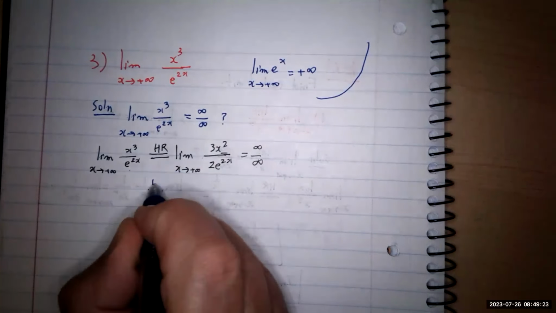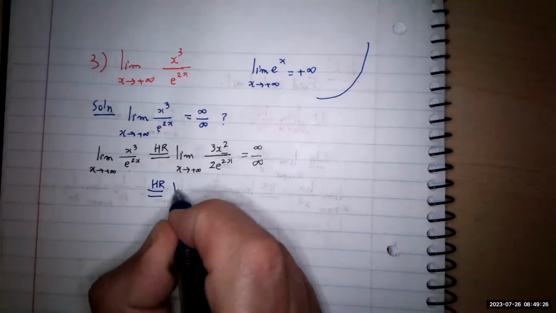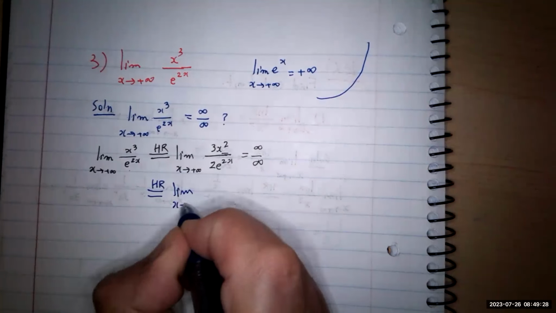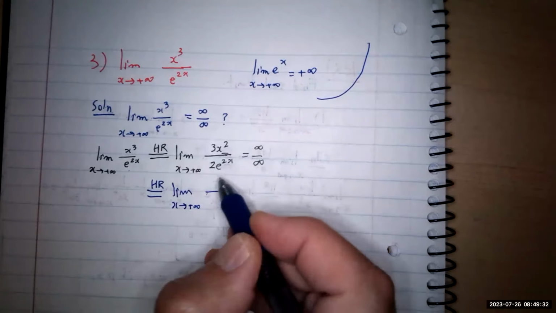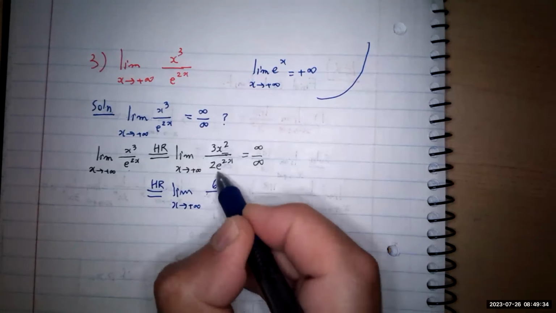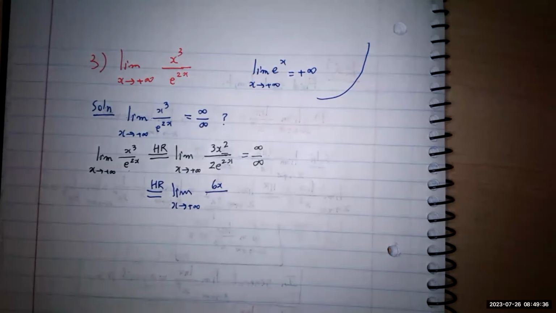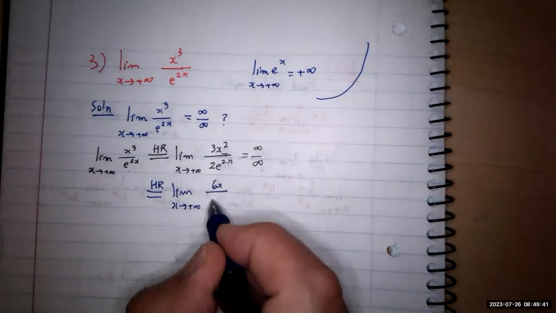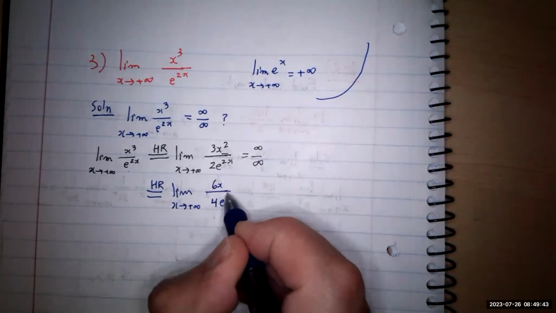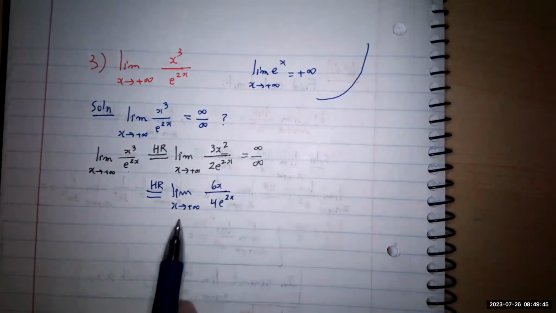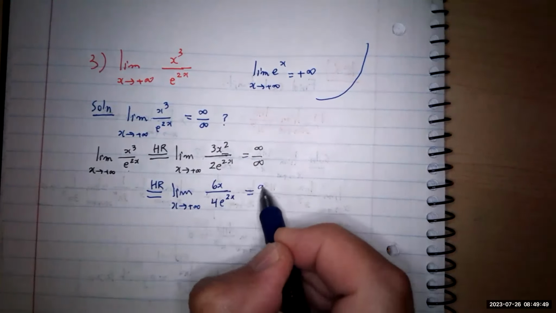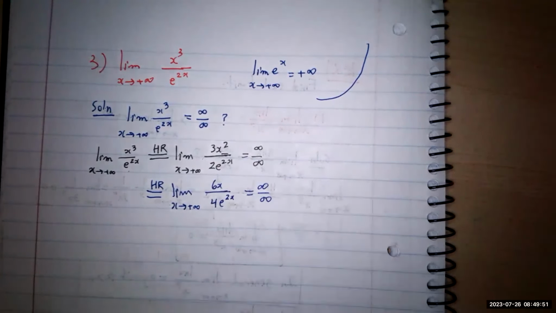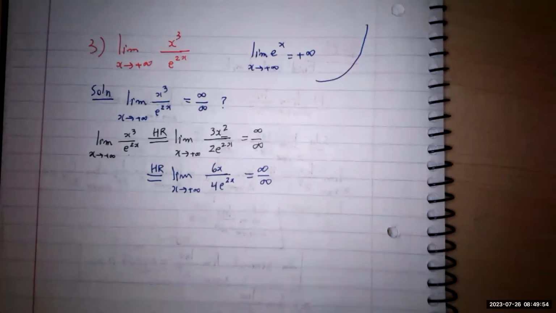Once more, L'Hopital rule, limit of x goes to positive infinity, differentiate. Derivative of the top would be 6x. The bottom one, exponential function, would be exponential function. U prime would be 2. There is a 2 here. 2 times 2, 4. 4e to the 2x. Again, it goes to infinity because of the x on the top. Infinity over infinity. So we are not done. Continue. Once more.